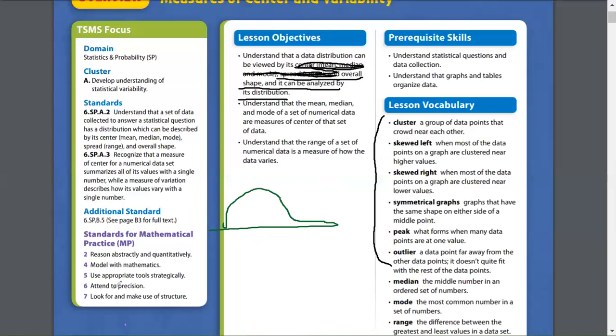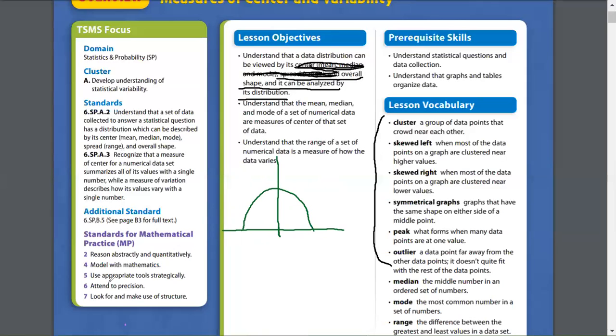Okay, and go ahead. Symmetrical graphs are graphs that have the same shape on either side of a middle point. So when she puts the middle line down the middle, each side has the same shape.